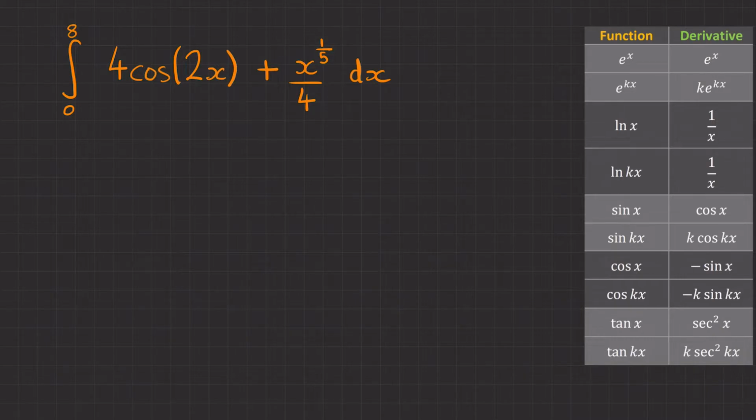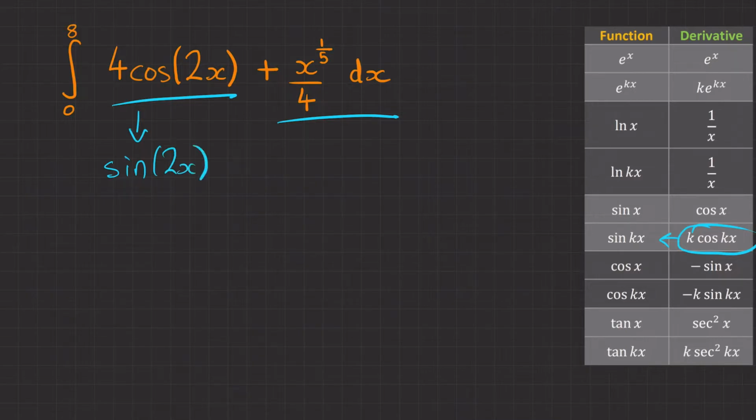We've got 4 cos 2x plus x to the 5th all over 4 with respect to x, bounded by the points 0 and 8. So we've got 2 parts, this part and this part. For this part, we've got 4 cos 2x. Let's look for cos kx in the table of derivatives, which is here. To go back, it becomes sine 2x, and then we're going to divide by 2, plus x to the 5th, we'll add 1 to 1/5, and we'll have x to the 6 over 5, divided by 6/5. I'm just going to write it 1 over 4, divided by 6/5, plus c.